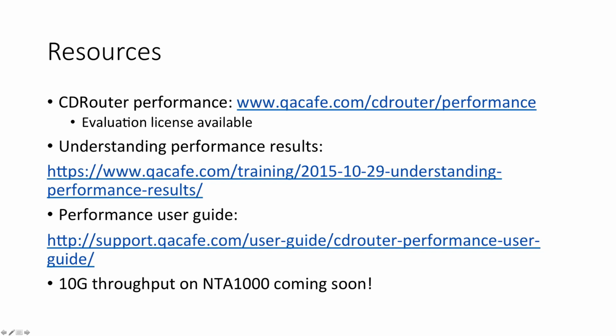The one other thing I do want to mention is that we understand that there are a lot of people that are going to start building devices that do more than 1 gigabit per second, particularly with Wi-Fi. And so we are going to be adding 10 gigabit throughput on the next version of the NTA 1000.